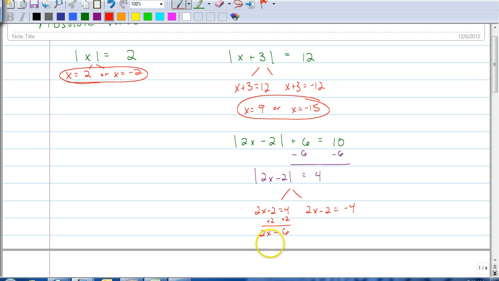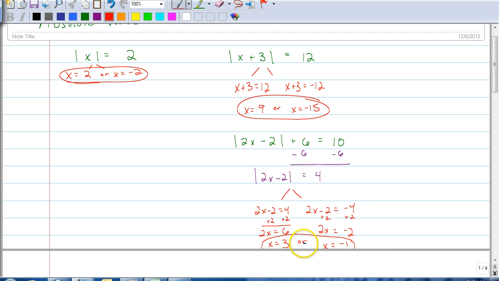You get 2x equals 6. Divide by 2, and you get x equals 3. Add 2 to both sides on this one. And negative 4 plus 2 equals a negative 2, meaning that you get x equals negative 1.